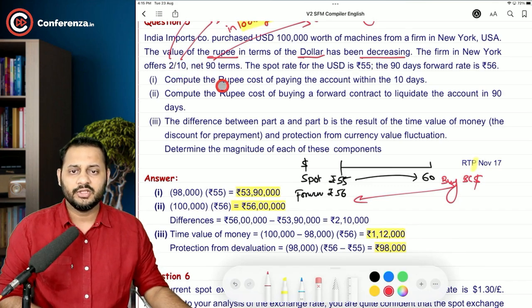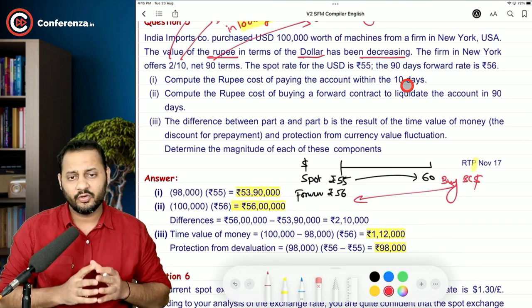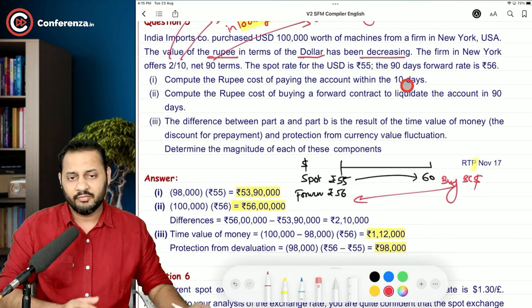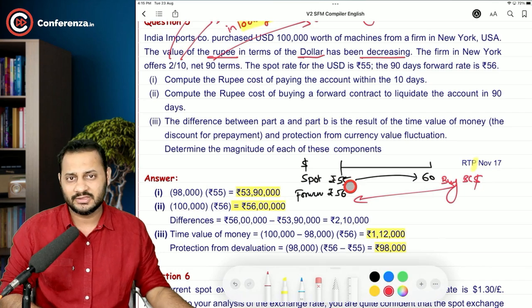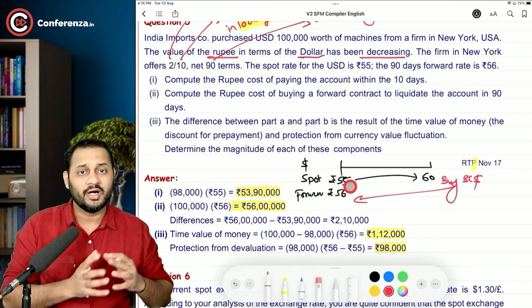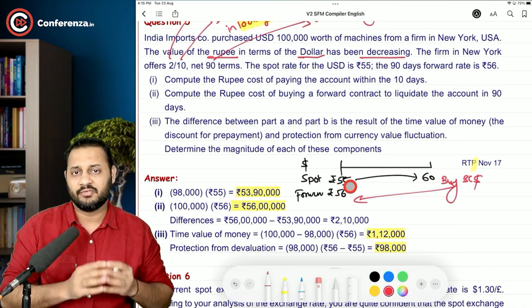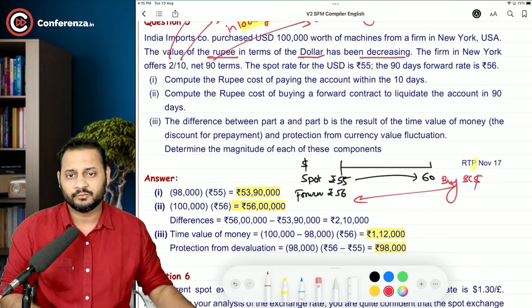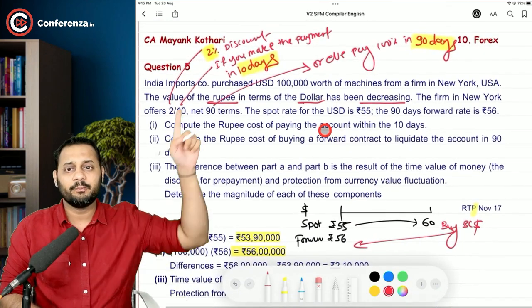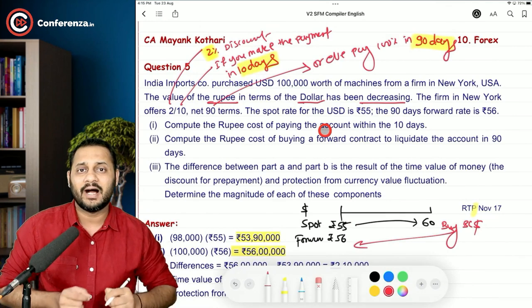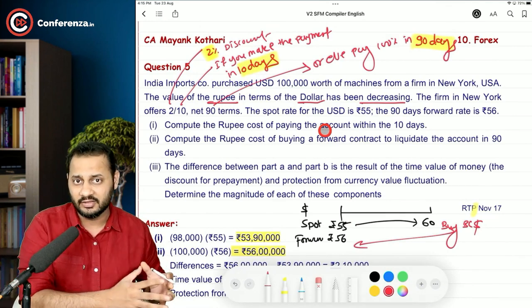Okay. Compute the rupee cost of paying the account within 10 days. If you really want to pay it in 10 days, we will assume the same 55 rupees is applicable because no other rate for 10 days is given in the question. So we will assume the same rate 55 for all the 10 days. So what is the rupee cost of making this payment? If you make the payment within 10 days, you will have to buy $1 lakh from the Forex dealer.